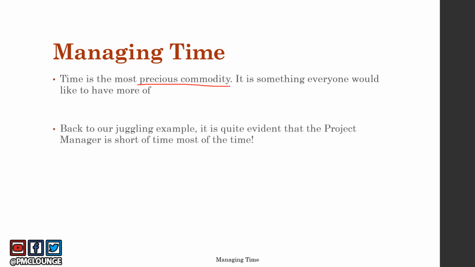And I'd like to take you back to an example that we used in chapter 1, which was juggling. The project manager juggles between different tasks all the time. So it is quite evident that the project manager is going to be short of time most of the time. So how can this be changed? But first of all, why should this be changed?